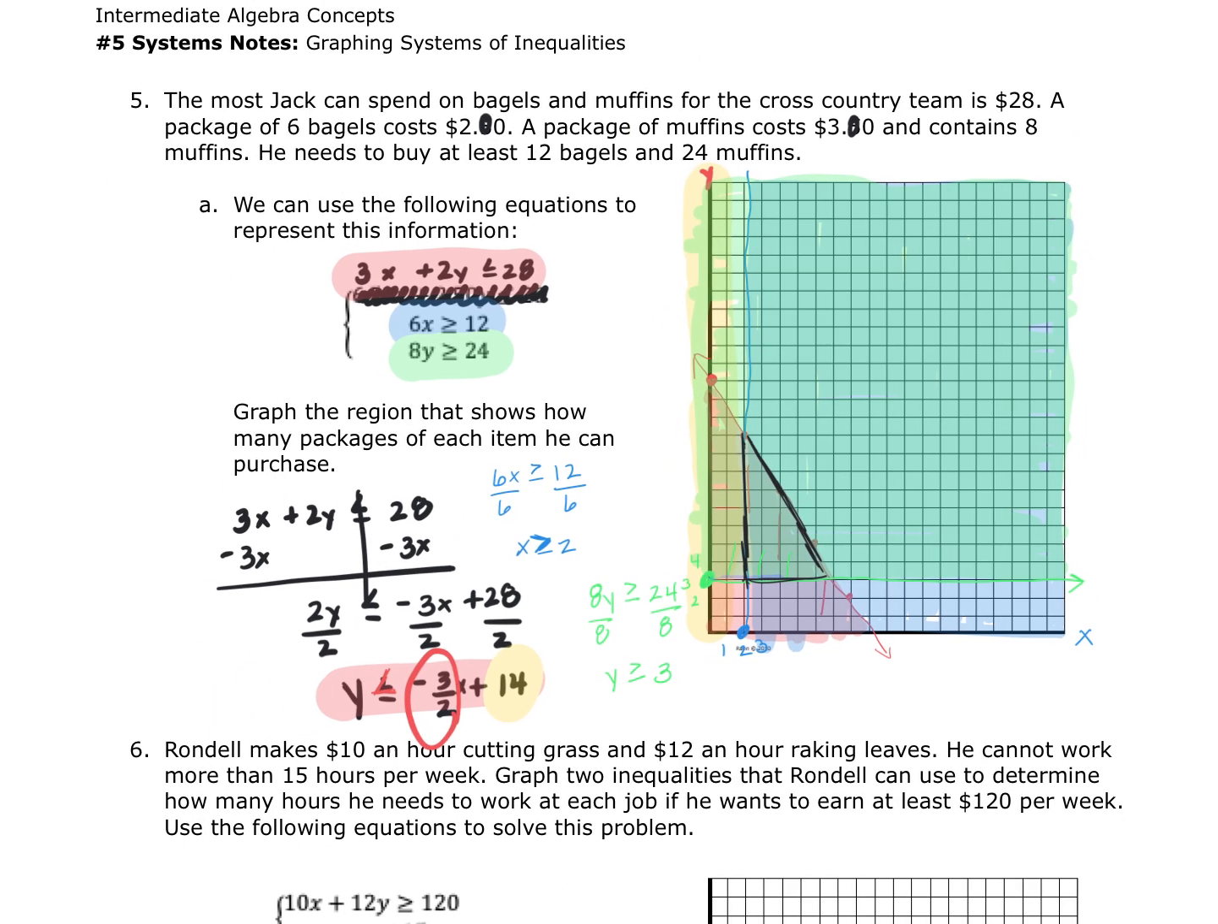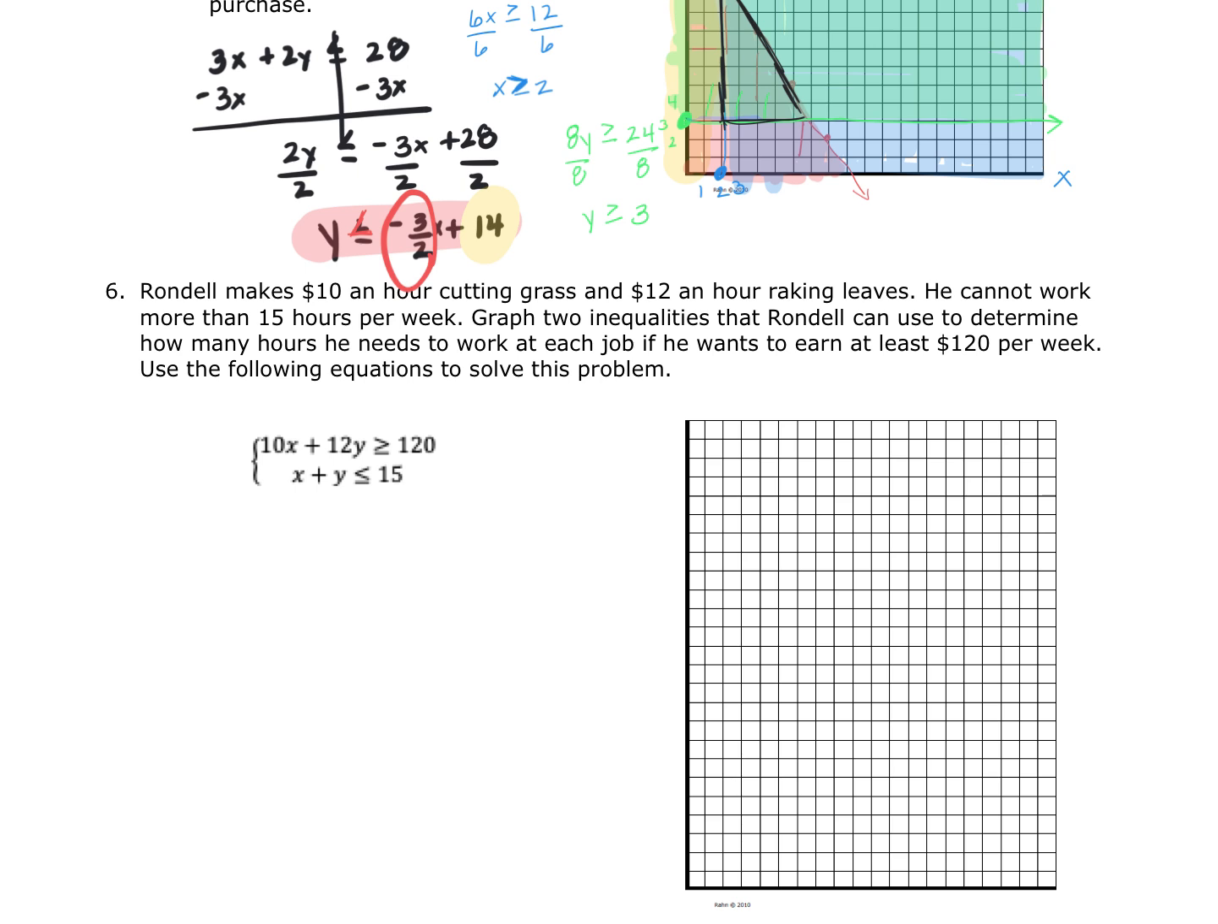Okay, so we're going to do the same thing with number 6. Okay, Rondell makes $10 an hour cutting grass and $12 an hour raking leaves. He cannot work more than 15 hours per week. Graph 2 inequalities that Rondell can use to determine how many hours he needs to work at each job if he wants to earn at least $120 per week.